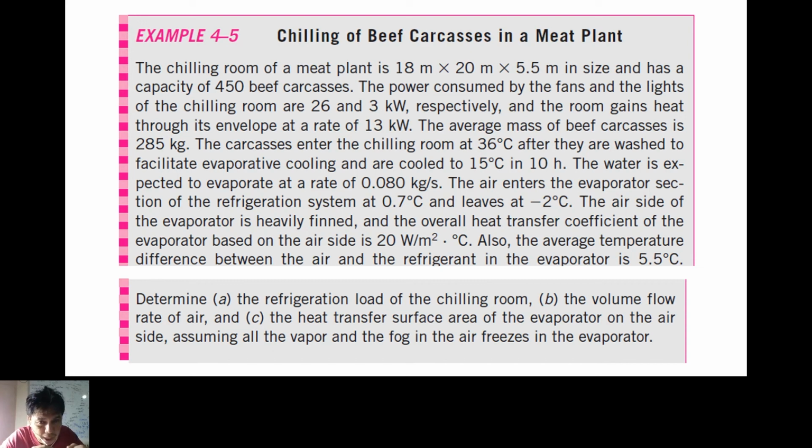So it absorbs that heat, and due to evaporation in the refrigeration system, that is also what it releases. Based on that, it releases the cold to compensate. To match the heat it absorbed, it must release cold. So that's it: the refrigeration load of the chilling room.